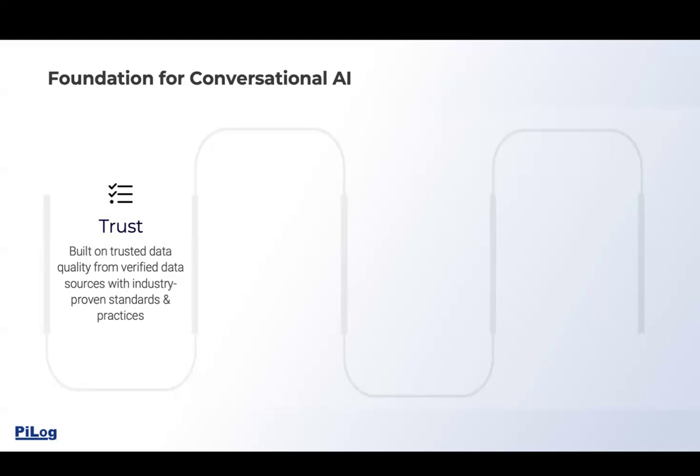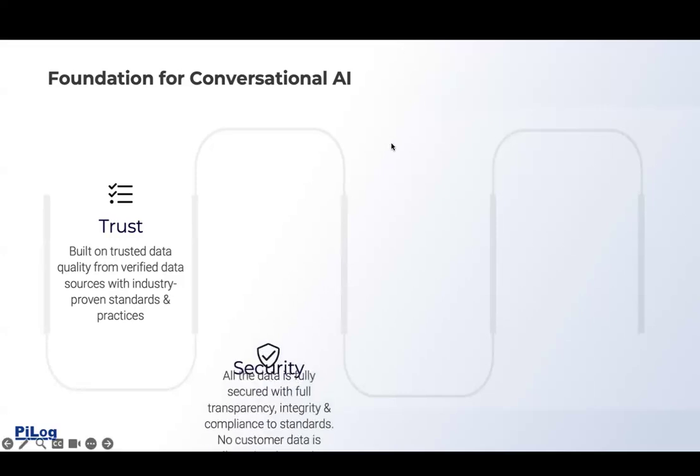And since conversational AI is an AI application, we need to build it on trusted data with the right data quality, which means verified sources. You cannot just scrape from a website and build conversations on that, because who knows whether the data is correct or not? Who knows whether that data is still relevant? So trust is one of the factors that we need to establish.